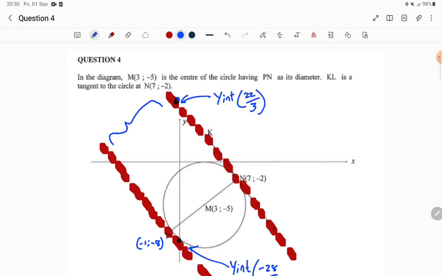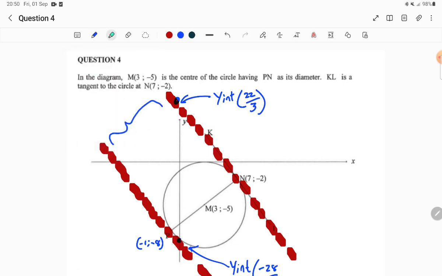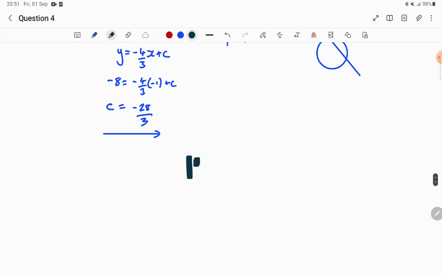So if we incorporate a y value between these two values, then we know for a fact that if the y-intercept is in that range, then that specific straight line will definitely be a secant. Therefore k is in the range, and not equal to, because equal to will then mean a tangent, so k is in the range of minus 28 over 3 to 22 over 3.